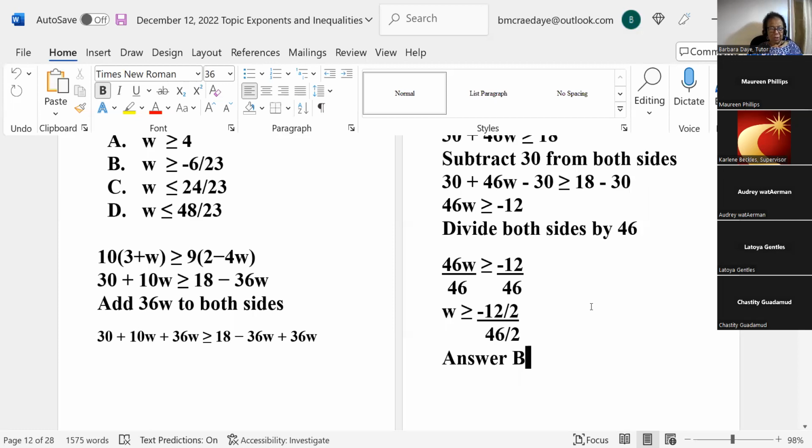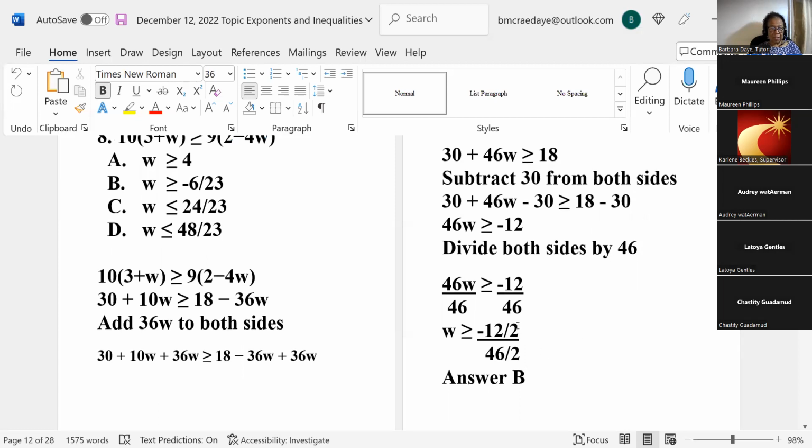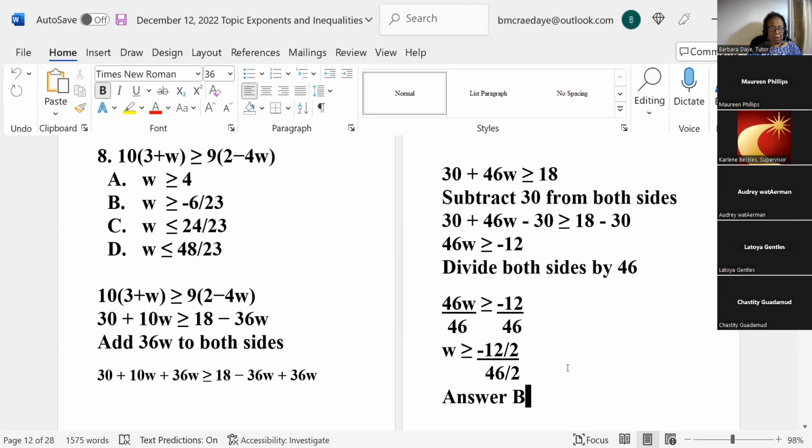Yes. Okay. But like I said, when you get this answer, you can eliminate what? Well, it's a greater than or equal, so you can eliminate a less than or equal. So you can eliminate C and D because those inequalities are less than or equal. You must have a greater than or equal. So it can only be between A and B, but it's not A because it's not a 4, because we have a fraction that's less than 4. Okay? So it can only be B.